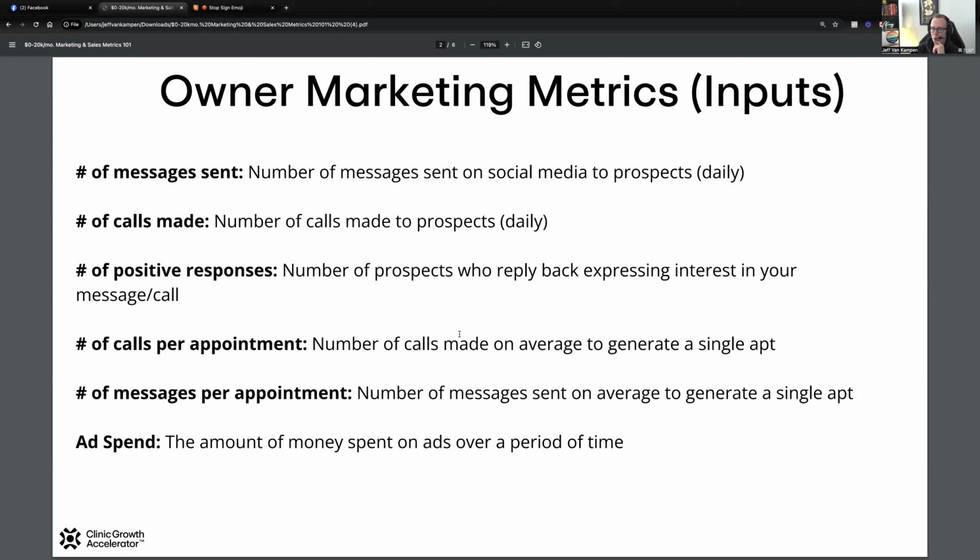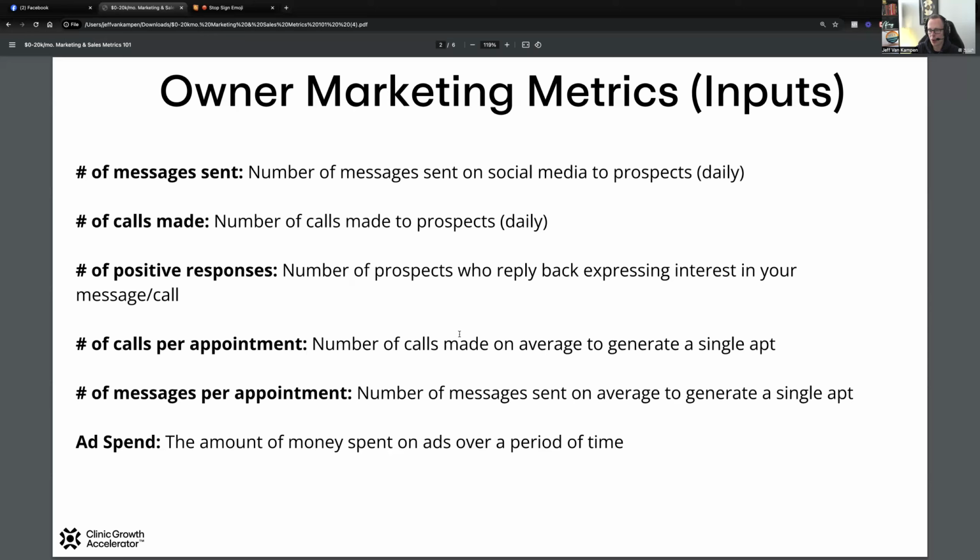These are really the input metrics. Okay, so we first have to define input and output. In sales and marketing, the inputs are always what we have full control over. Some examples on the screen are number of messages sent. So number of messages sent on social media to prospects on a daily basis. We can control the input. We can control how many messages we send every single day.